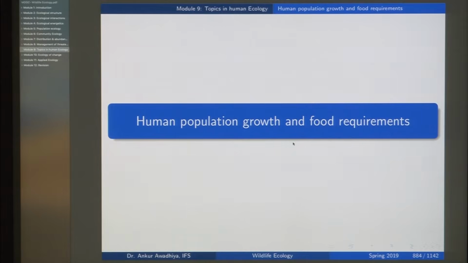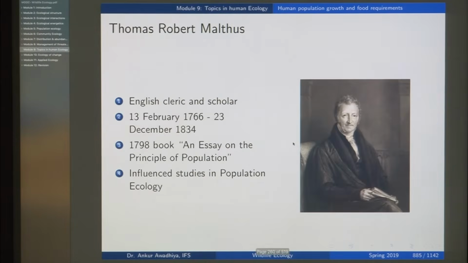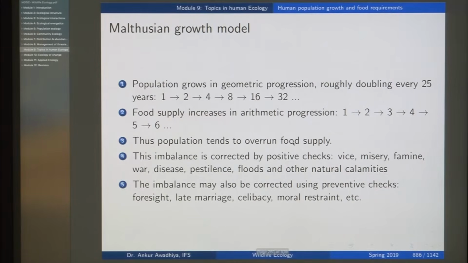Next we had a look at human population growth and food requirements, where we looked at the theory of Thomas Robert Malthus, who said that the human population grows exponentially or in geometric progression, whereas agriculture grows only in arithmetic progression.